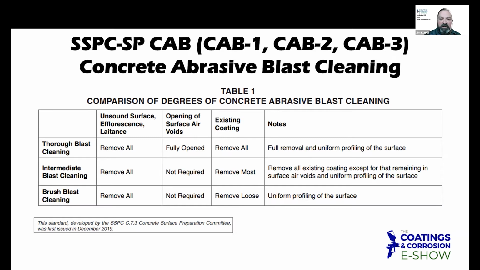So the notes, as you can see, the thorough blast cleaning is going to be very, very robust. It's full removal and uniform profiling of the surface. For the intermediate blast cleaning, you want to remove all existing coatings except for the remaining surface air voids, and uniform profiling of the surface. And then for brush blast cleaning, uniform profiling of the surface. So again, you have three different levels of cleaning when it comes to abrasive blast.